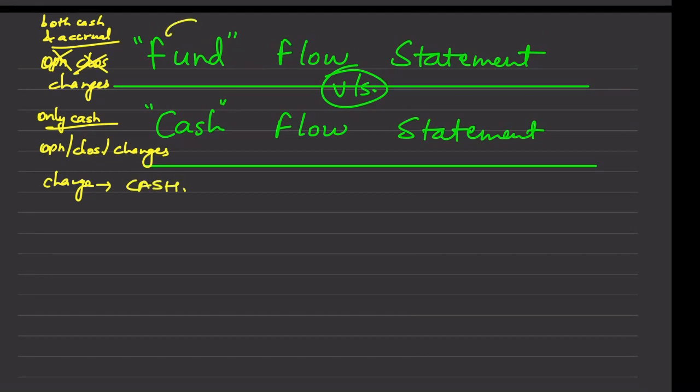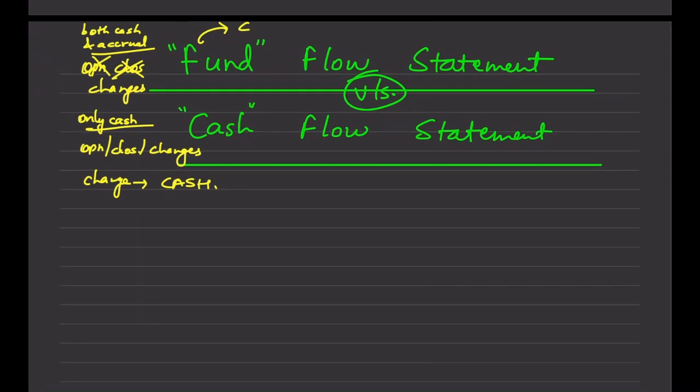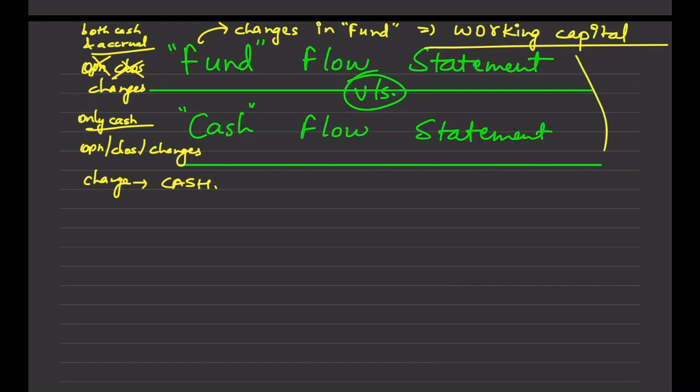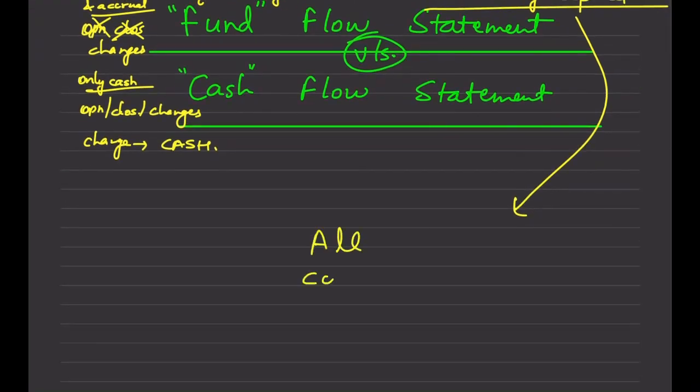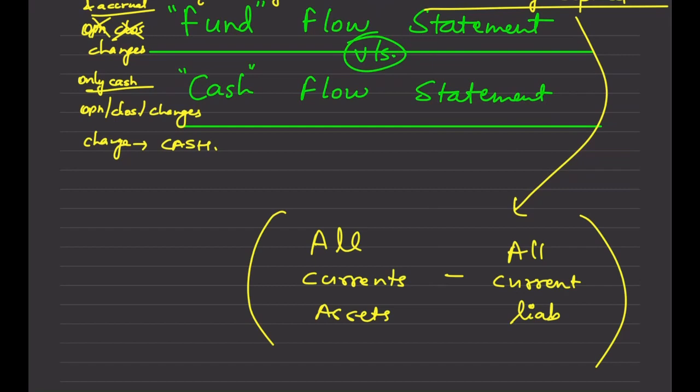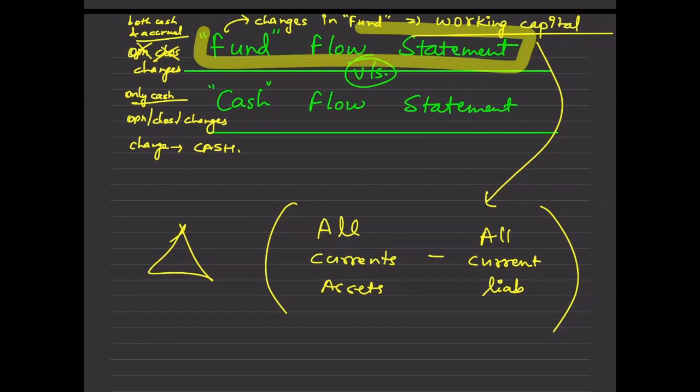However, the fund flow statement shows the changes in funds, and by fund they mean the working capital. So what is working capital? Working capital is nothing but all your current assets minus all current liabilities. All current assets minus all current liabilities, and the change in all current assets minus all current liabilities is shown in your fund flow statement. That is the part of your fund flow statement.